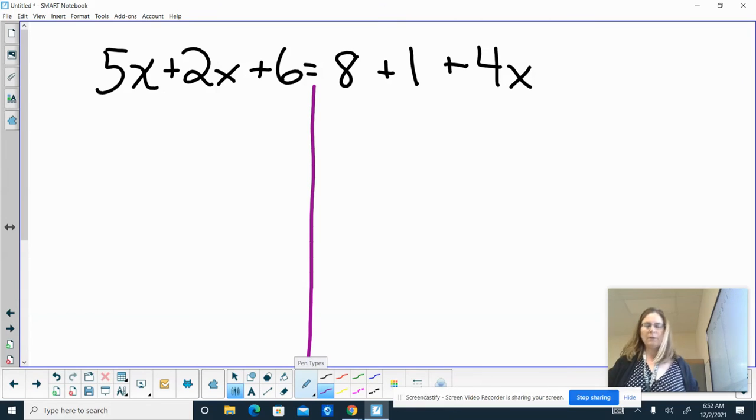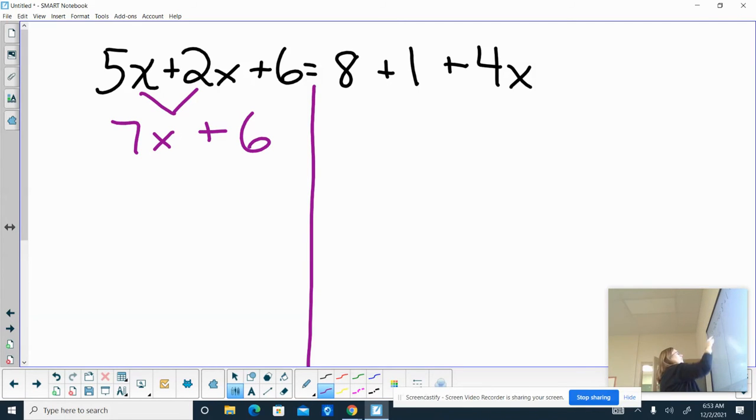So the first thing I want to do is combine things that are alike. So I want to combine things that are alike on the same side of the equal sign. On the left-hand side, I'm looking for either multiple coefficients or multiple constants. I have 2 coefficients here that I can combine, and it's 5x plus 2x, which is 7x. I'm going to bring down the 6 because I haven't done anything with that.